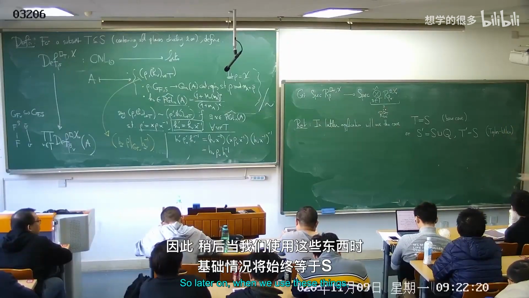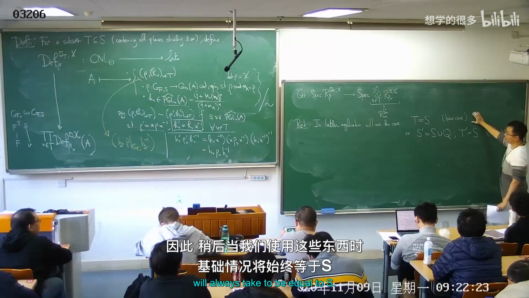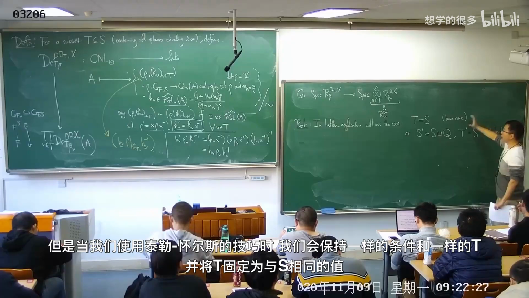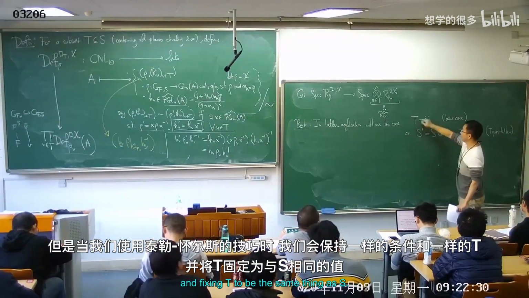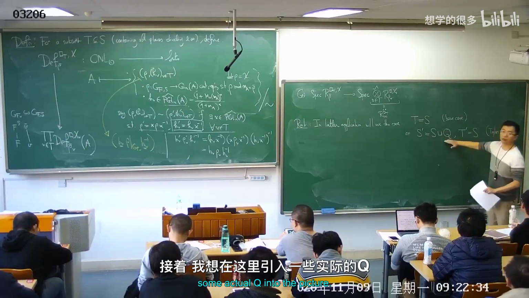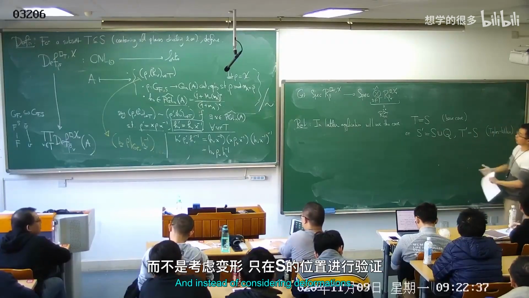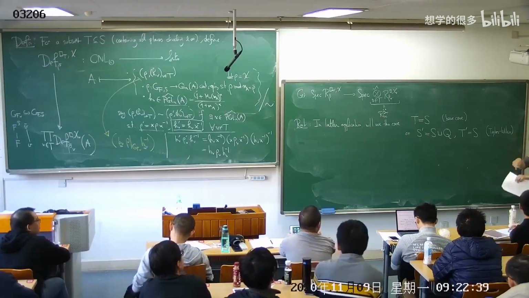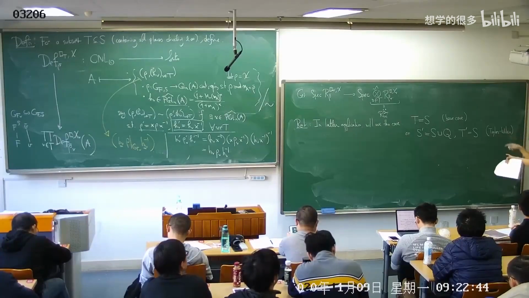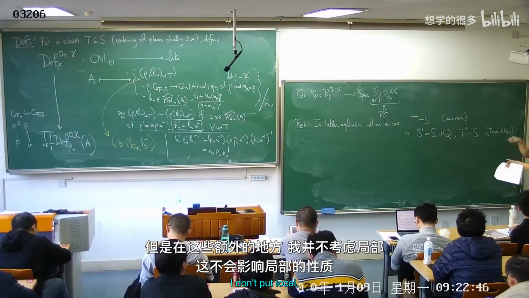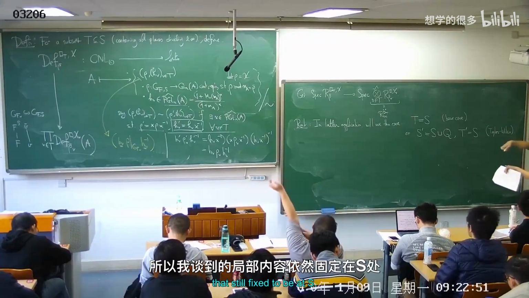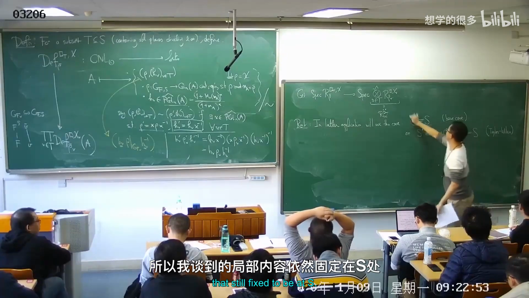So later on, when we use these things, the base case will always take T to be equal to S. I take all the places. But when we play the Taylor-Wiles trick, we'll start with the same S and same T, fixing T to be the same thing as S. Then I want to throw in some extra Q into the picture. And instead of considering deformations allowing ramification only at S, I allow more ramification at some other places. But at these additional places, I don't change the local things. So the local things are still fixed to be at S in some sense.